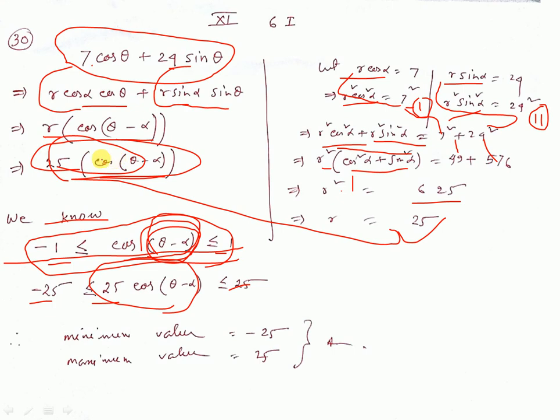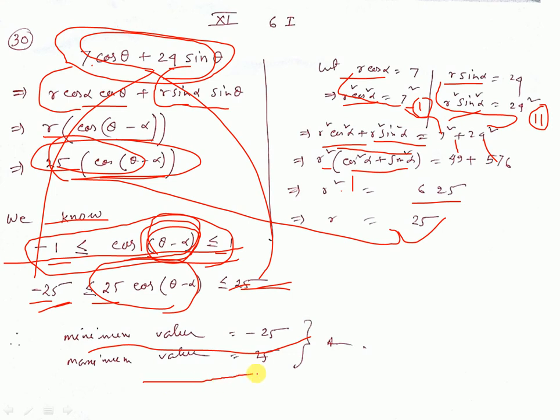So its minimum value is minus 25 and maximum value is plus 25. That means this expression's minimum value is minus 25 and maximum value is 25. That is why I have written minimum value minus 25, maximum value 25. This is the answer.